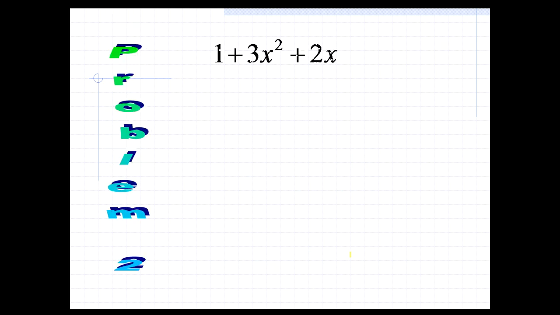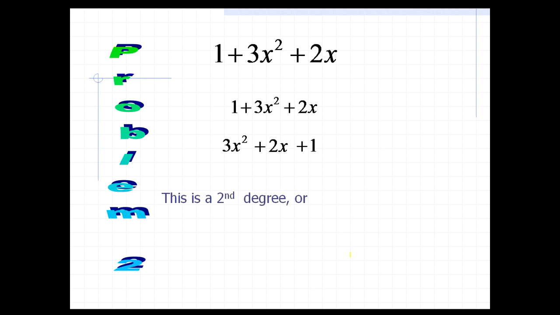Let us consider the second case. In this case, we can rearrange the terms in the form of the highest degree coming first. So 3x squared is the first term, 2x is the second term, and plus 1 is the third term. Here, the degree of this polynomial is 2, or we can say that it is a quadratic polynomial. It has 3 terms in it, so it is a trinomial.